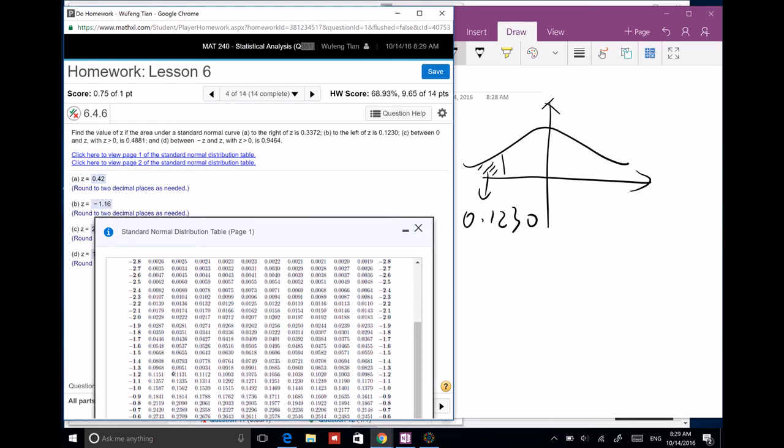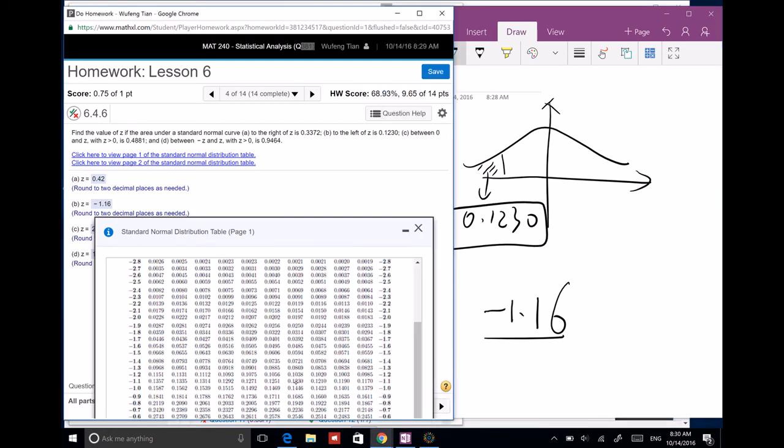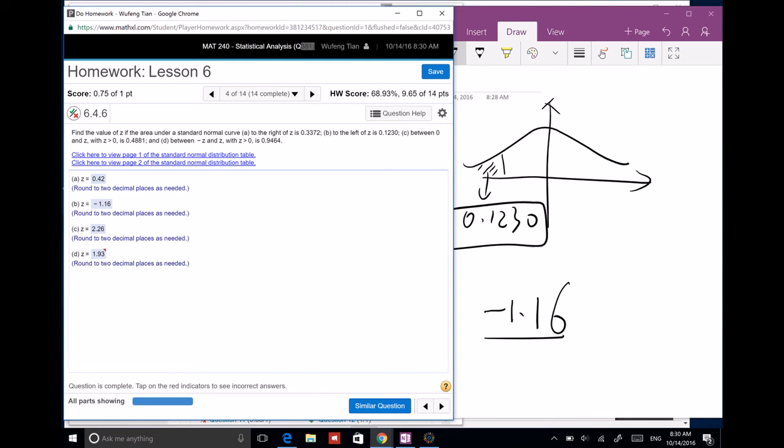If you look at the negative 1.1 line, go horizontally to the right. Negative 1.1, go 1, 2, 0. The first one is 0, so it's 1.10, and going across 1, 2, 3, 4, 5, 6, when you get to negative 1.16, you will see the number 0.1230 corresponding to the area. The z-score is under the line negative 1.1, to the right 6. It's negative 1.16. This is how you find the z-score.